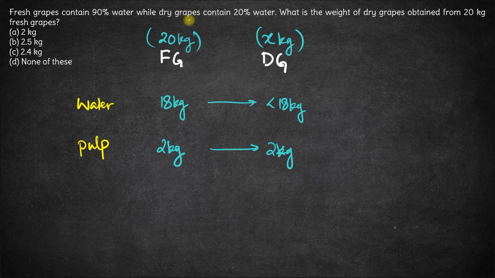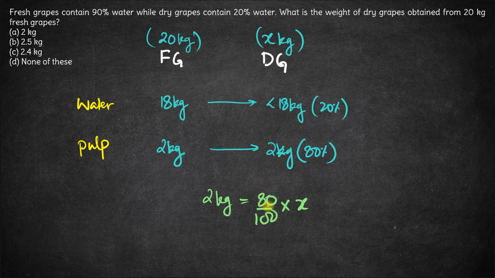Now what happens in dry grapes is, dry grapes contain 20% water. So whatever this quantity is, it's going to be 20% of x kg. If this is 20% of x kg, the amount of pulp should be 80% of x kgs, right? So here we can form the equation that 2 kgs is 80% of x kg, right?